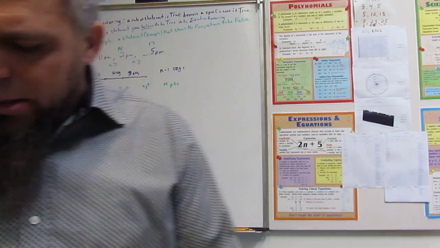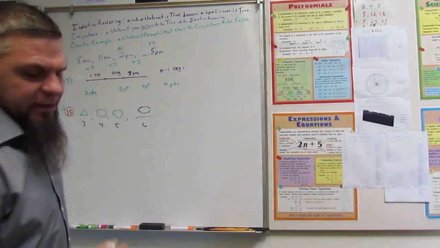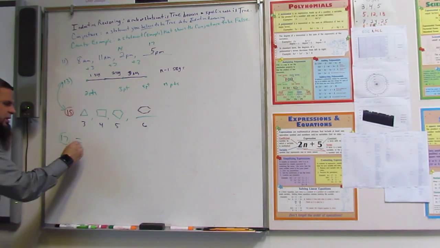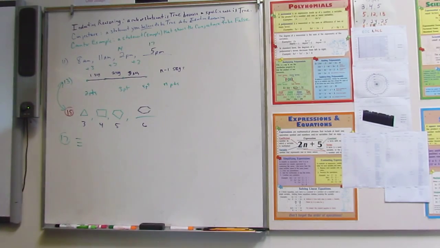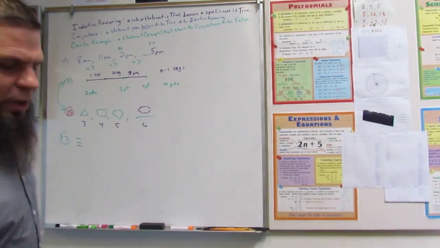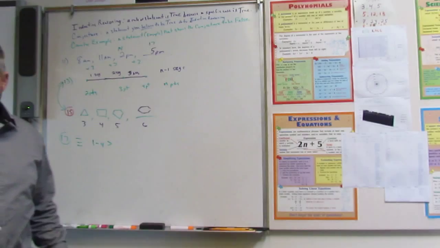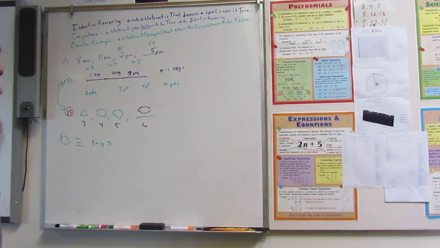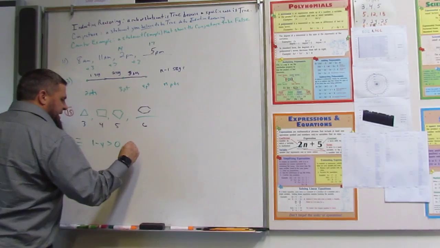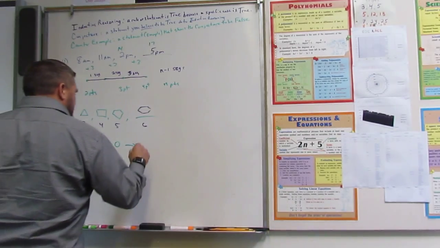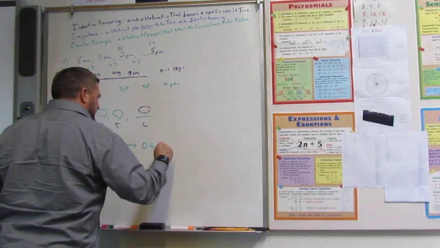17. If, okay, this is where we're going to start using our symbols. If 1 minus y is greater than 0, then 0 is less than y and y is less than 1.